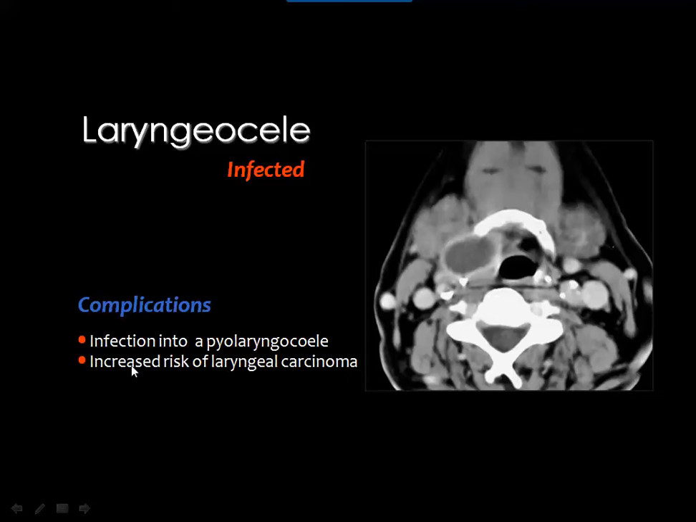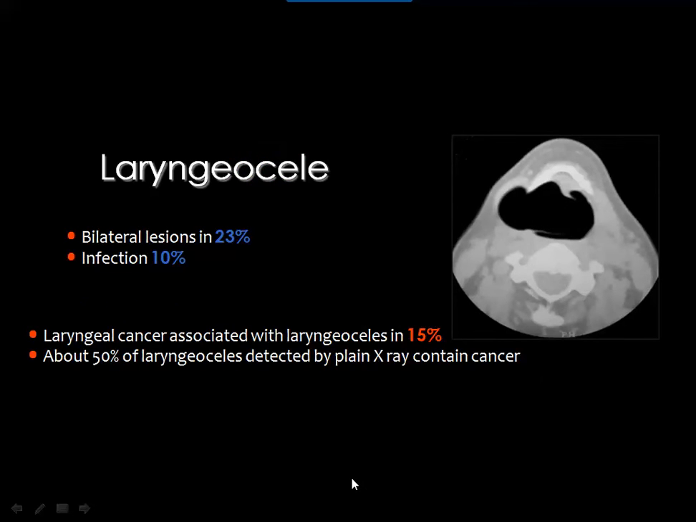Also, the presence of laryngocele may increase the risk of laryngeal carcinoma. And as I have mentioned, whenever you diagnose laryngocele, especially by plain X-ray, you should look for the presence of an underlying laryngeal cancer. Laryngocele itself may also contain a laryngeal carcinoma.